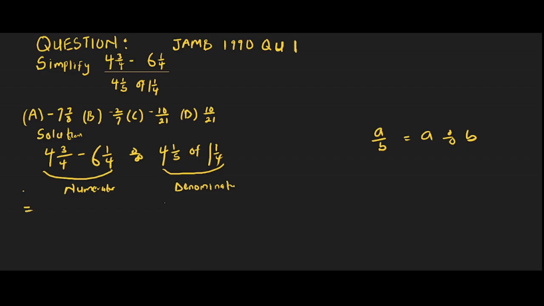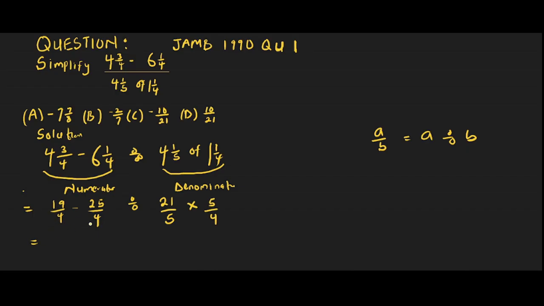So what we do from here is we change this to improper fraction. 4 times 4, 16. 16 plus 3, we have 19 over 4 minus 4 times 6, 24 plus 1, we have 25 over 4, divided. And we have 5 times 4, 20. 20 plus 1, 21 over 5, of means times, and 4 times 1, 4 plus 1, we have 5 over 4.